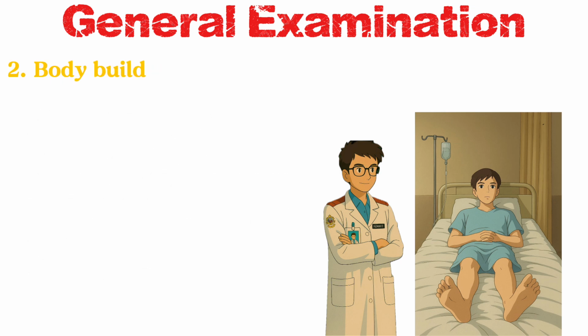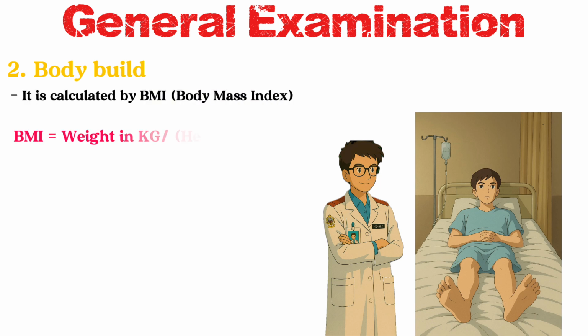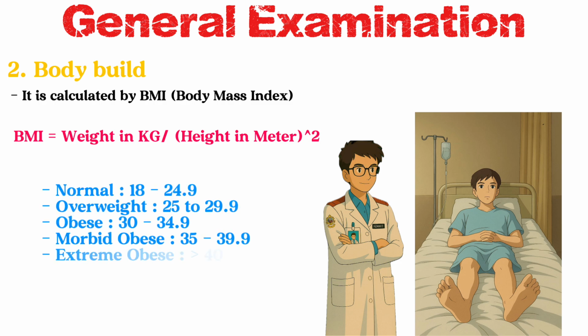Second is body build. It is calculated by BMI, which is body mass index. BMI equals weight in kg divided by height in meters squared. The normal BMI is 18 to 24.9. Overweight is 25 to 29.9, obese is 30 to 34.9, morbid obese is 35 to 39.9, and extremely obese means more than 40.